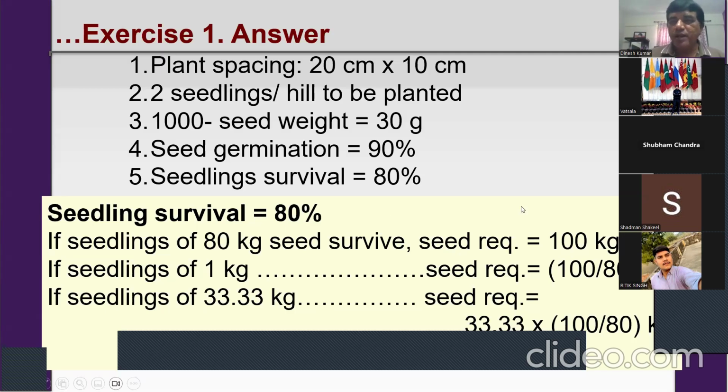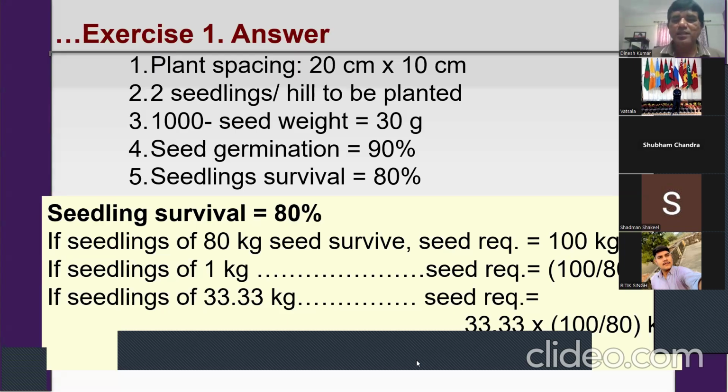What is important is that first you calculate the seed requirement at 100% germination and 100% survival. Then you divide that value by the germination percentage and seedling survival. You multiply these two as the denominator, 0.9 into 0.8, whatever it is, and get the value. So here the seed rate comes out to be 41.66 kg required for 1 hectare.